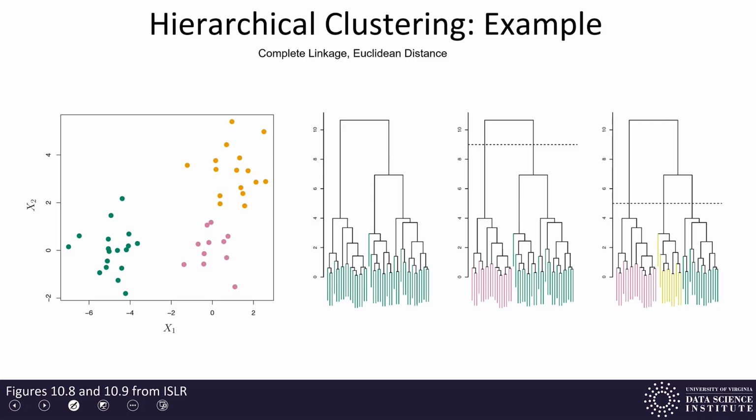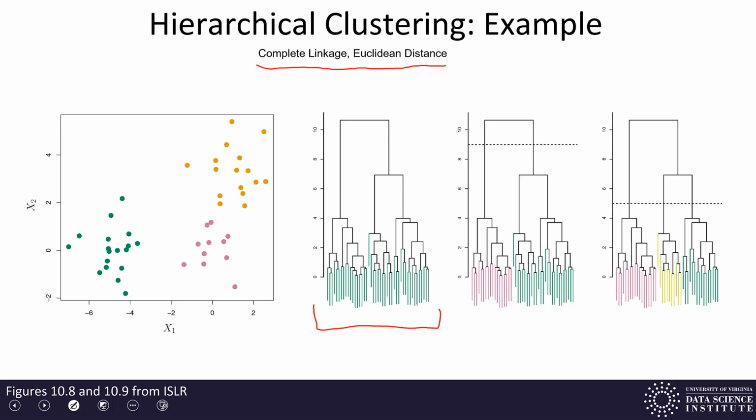Let's go through one more example. On the left-hand side, we have a data set, and on the right-hand side, we have a dendrogram using complete linkage and Euclidean distance. So complete linkage means we compute the furthest apart pair of points when we're comparing clusters. The first dendrogram on the right is with no thresholding, and everything is in one cluster. So if we don't threshold this, there's just one cluster.